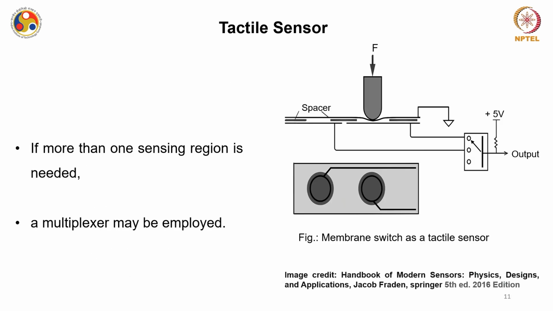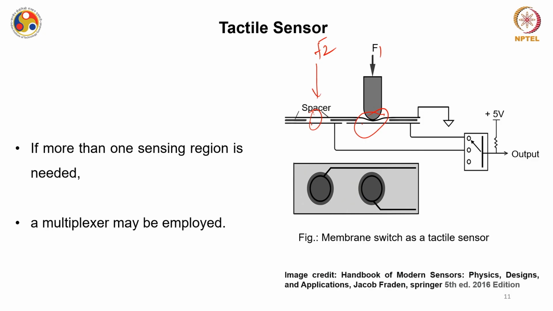Now, if more than one sensing region is needed, here I have this as one sensing region. If I have multiple regions, for example this is another region, and I apply a force F1, there is a chance that a force F2 will also be applied here. Particularly in terms of tactile force sensors, we have seen the spatial sensors where you need to have multiple touch points.